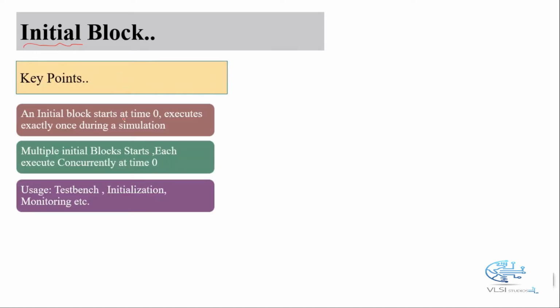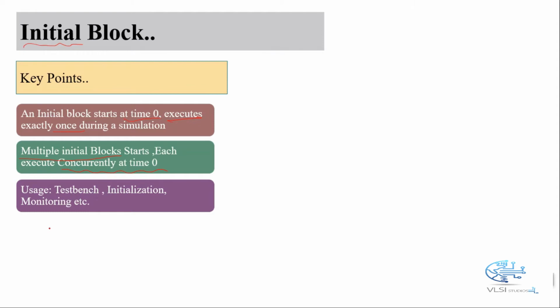As we know, the initial block can start at runtime 0 and execute only once during a simulation, which means the initial block always starts at time 0, and all the variables inside our initial block will start at time 0, if we don't define any external delay. But yes, we can define a delay in the initial blocks too. Also, we can have multiple initial blocks inside the same testbench, and each initial block will be executed concurrently at time 0.